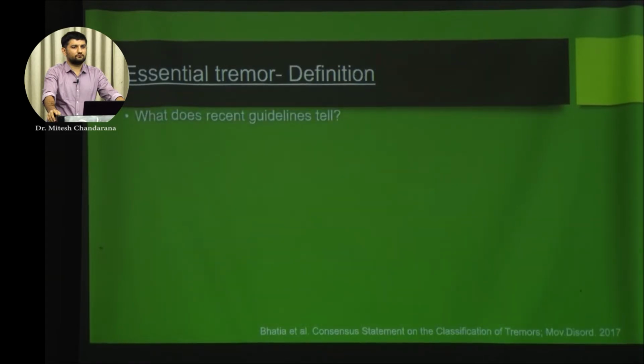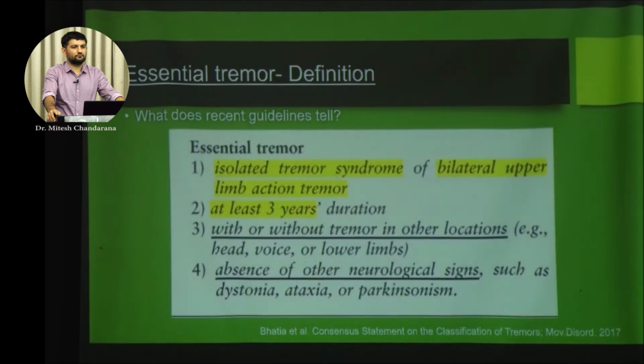So what is the definition of essential tremor according to the recent guideline? It is an isolated tremor syndrome. The important word is isolated, of bilateral upper limb action tremor. Another word is action tremor. Second is at least 3 years duration. The third necessary thing is with or without tremor in other locations like head, voice, or lower limb, but upper limb tremor should be present. And absence of other neurological signs such as dystonia, ataxia, Parkinsonism. So it ultimately becomes an isolated tremor syndrome.